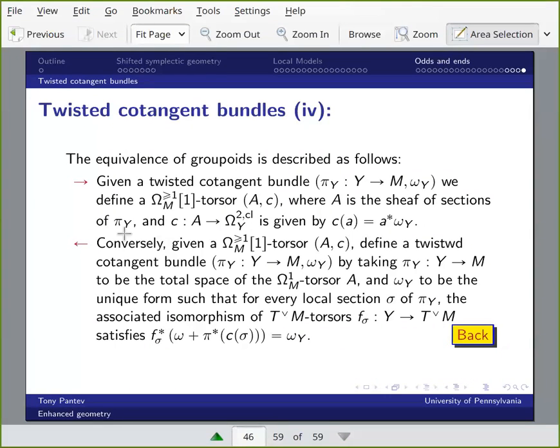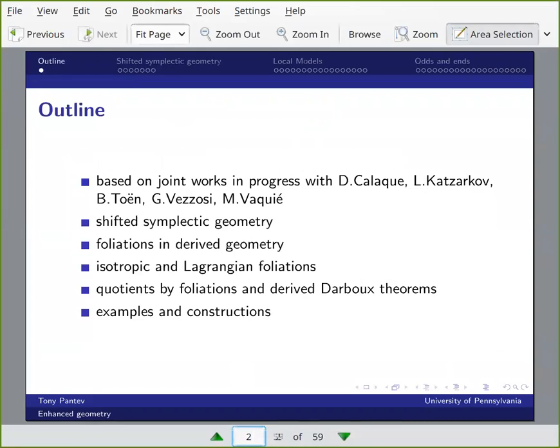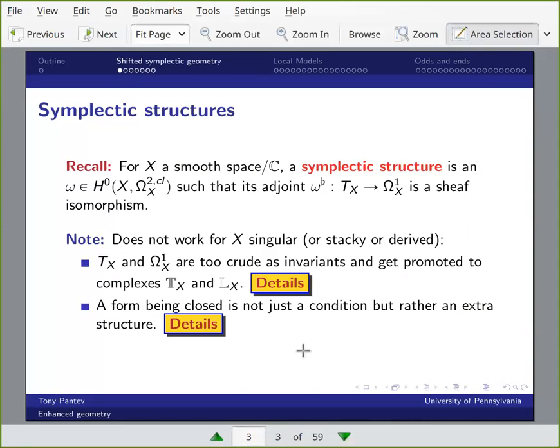Okay, and I don't know what happened. I wanted to get back here. So this is my discussion of tangent and cotangent complexes, and now I want to talk about what it means in this universe for forms to be closed. But are there any questions on the infinitesimal theory before I move on?